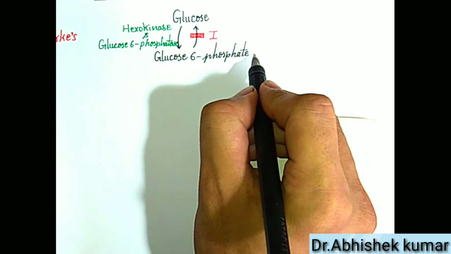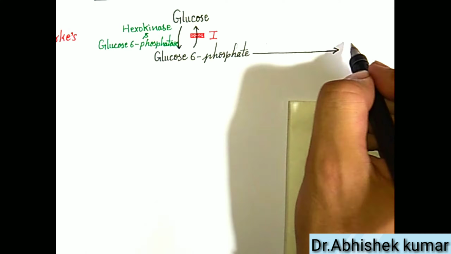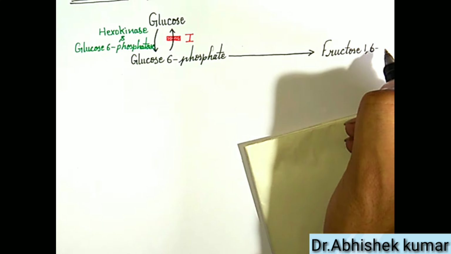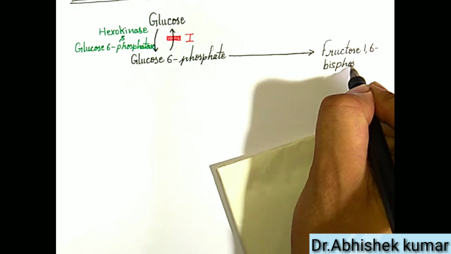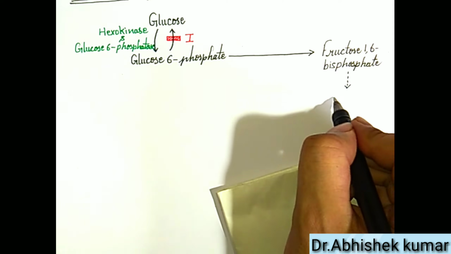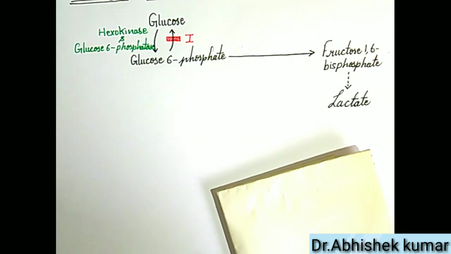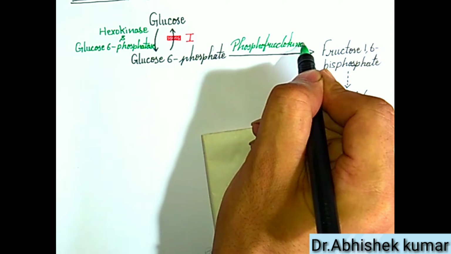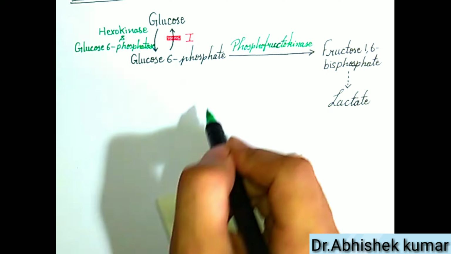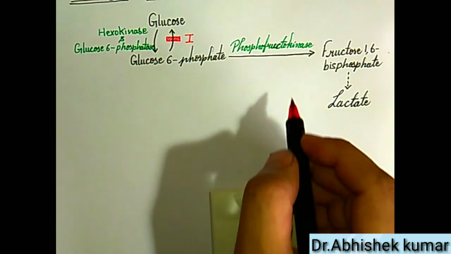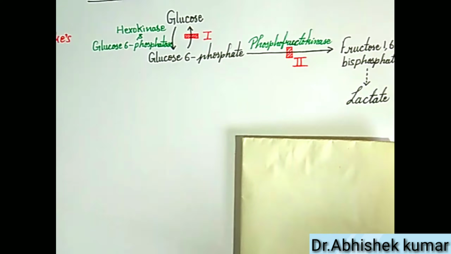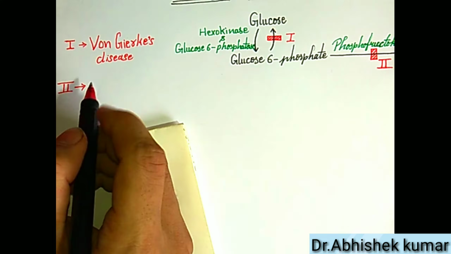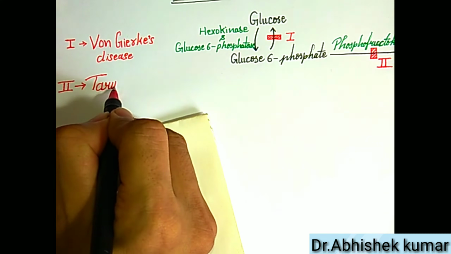Now glucose 6-phosphate will convert into fructose 1,6-bisphosphate, which will further lead to lactate formation. Glucose 6-phosphate is converted into fructose 1,6-bisphosphate with the help of the enzyme phosphofructokinase. Deficiency of the enzyme phosphofructokinase leads to the second disease, known as Tarui's disease.